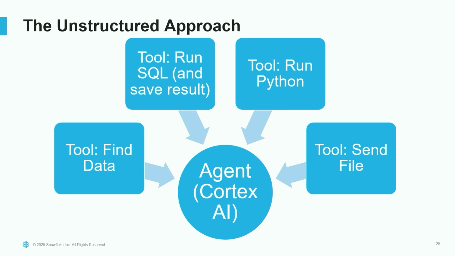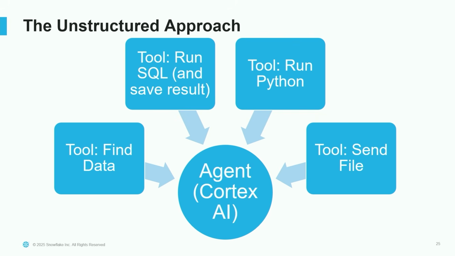Then there's the unstructured or agentic approach. This should look pretty familiar to that diagram I showed earlier. We have those same two tools: the tool that lets you find data and the tool that lets you run SQL and save off the results. All that we've added here is a tool that lets it write and execute Python code, and a tool that lets it send files when it's done.